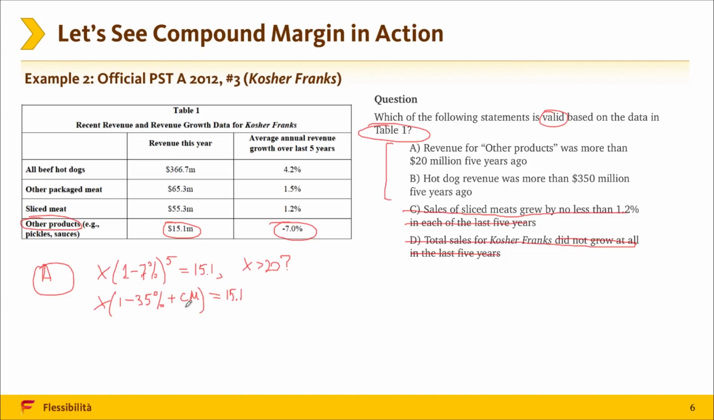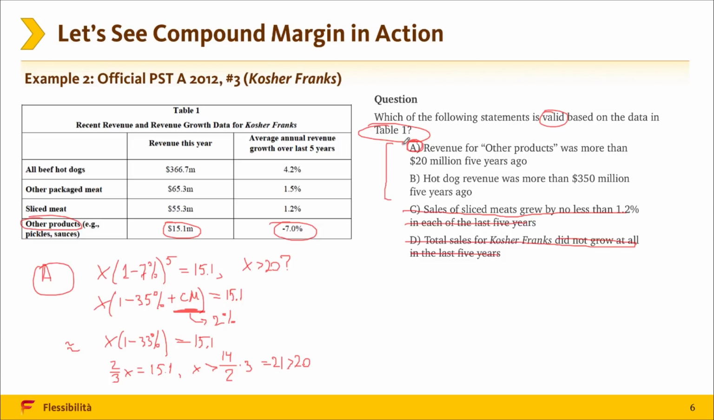Recall that the compound margin is always positive. But in this case, because 7 times 5 is less than 45, I would say that the compound margin here would be quite small, probably about 2%. So our result would be roughly x times 1 minus 33% equals 15.1, or 2/3 of x equals 15.1. But in this case, obviously x is larger than 14 instead of 15, because it's easier to compute, over 2 times 3, or 21. And 21 is greater than 20. So that means that option A is actually true.